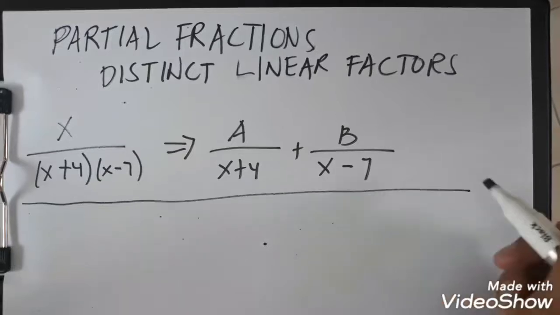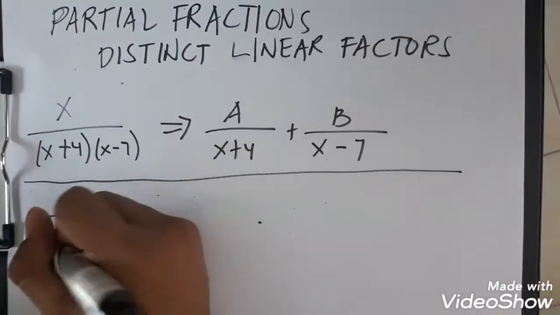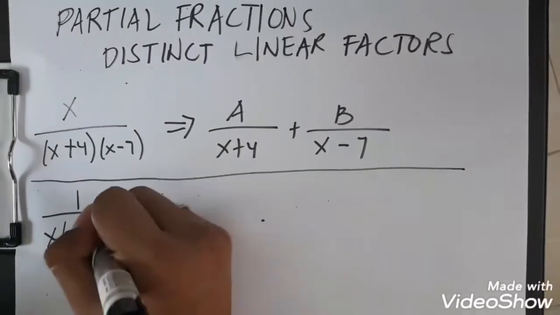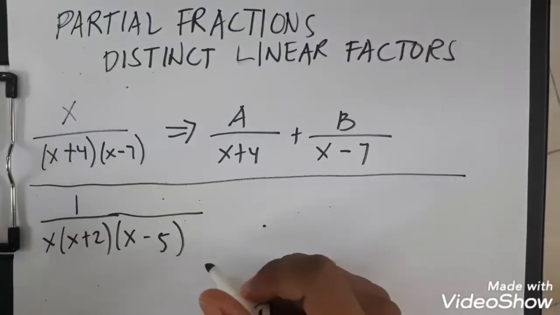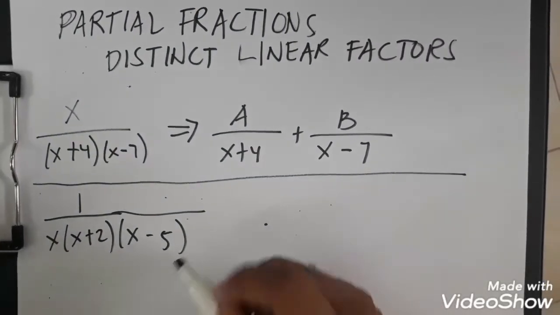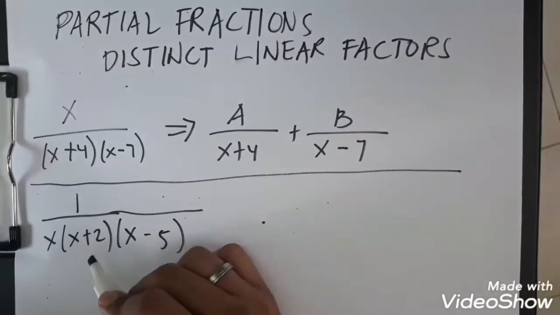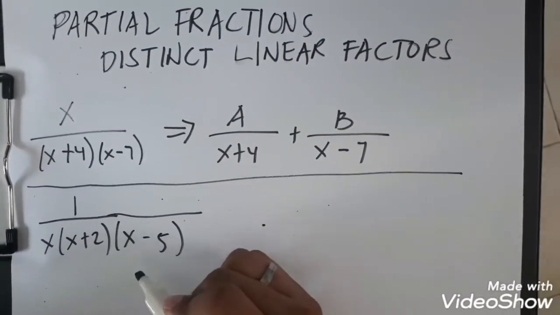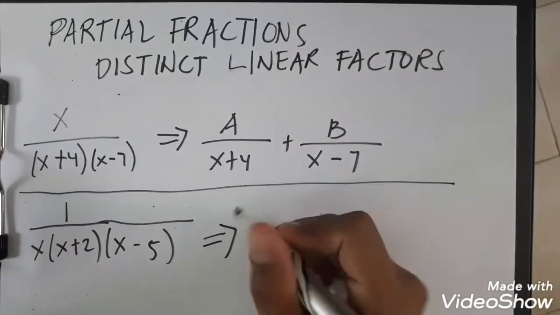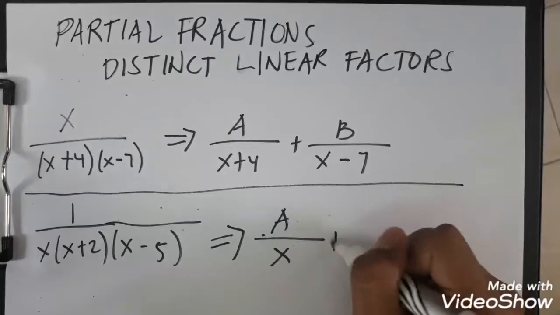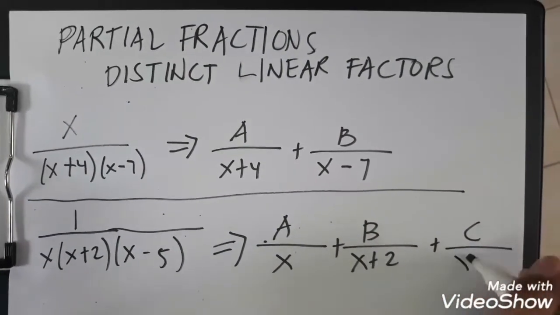For example, suppose that you want to integrate the rational expression 1 over x(x plus 2)(x minus 5). The denominator is the product of three distinct linear factors: x, x plus 2, and x minus 5. So it's equal to the sum of three fractions with these factors as denominators: A over x plus B over x plus 2 plus C over x minus 5.